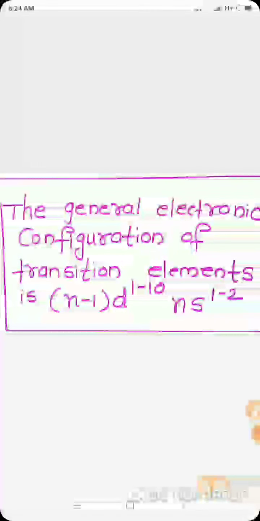Now see the general electronic configuration of transition elements. This is the most important question. The general electronic configuration of transition elements is (n-1)d 1 to 10, where 1 to 10 indicates the electron number, and ns 1 to 2, where 1 to 2 also indicates the electron number. n stands for the principal quantum number, that is the valence shell or outermost shell. So this is the general electronic configuration of transition elements.